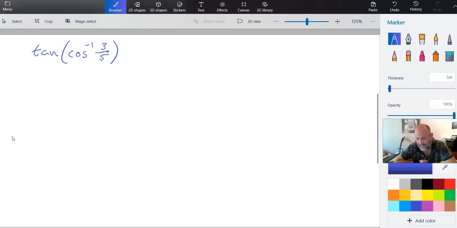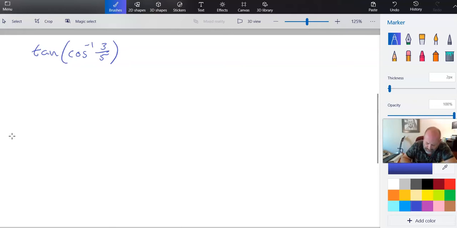We don't have to find the angle. You could go through and take the inverse cosine of 3/5 in your calculator and then take the tangent of whatever number you get and see what comes out of it. You could absolutely do that. But you're not going to get an exact answer. You're going to get a decimal approximation. And a lot of these answers are going to have square roots in them, and you're not going to see that from a decimal answer. So here's what we do.